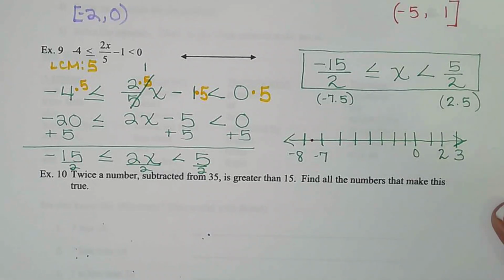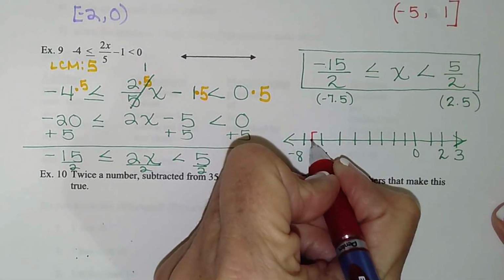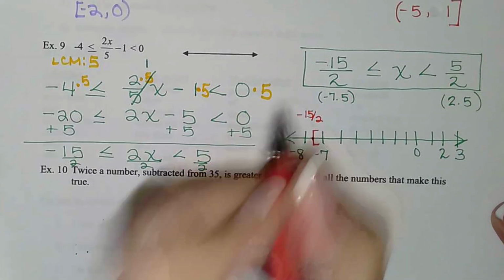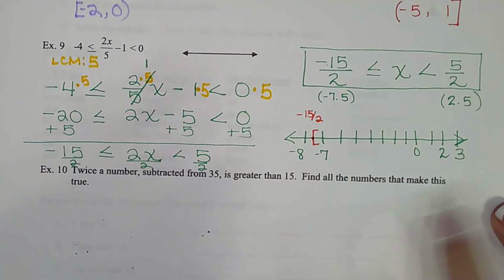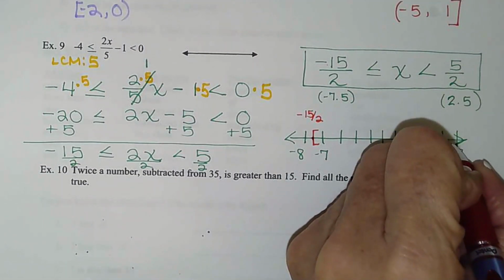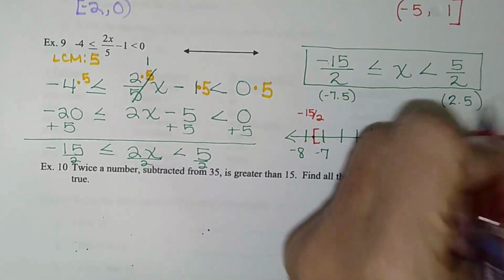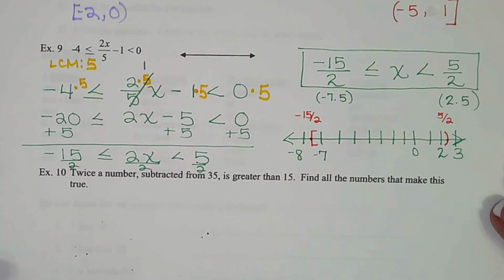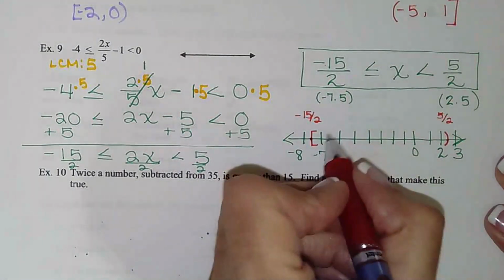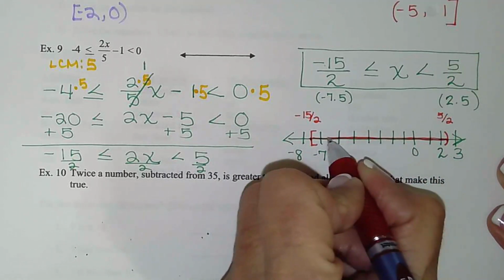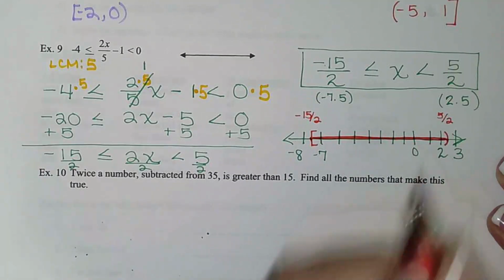So there's negative 7.5 right in the middle, and it's a bracket. And then label it with its real endpoint rather than the decimal. Positive 2.5 is going to have a parenthesis. So there's 2.5, and it's going to have a parenthesis and label it with its fractional answer. Because rarely will Alex ever ask you to change something to a decimal. And this is x is in between those two values.